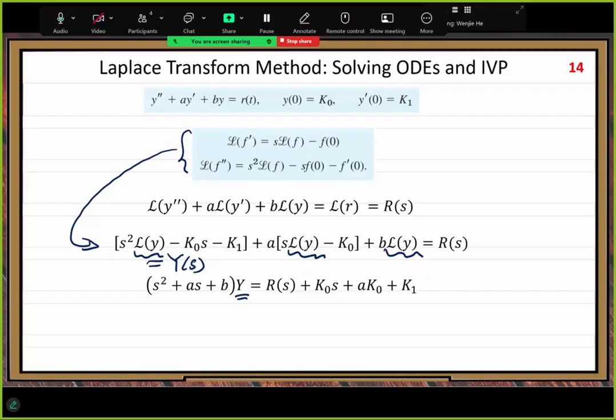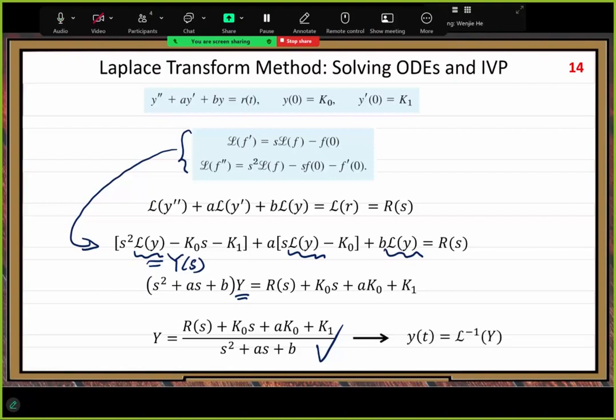Then you combine the terms, with k0 and k1, and you can find the capital Y of s function explicitly, because the right-hand side is all known: capital R, k0, k1, little a, little b. That means the Laplace transform of your solution is known. You just calculate the inverse Laplace transform: little y of t equals the inverse Laplace transform of capital Y. You find a solution.